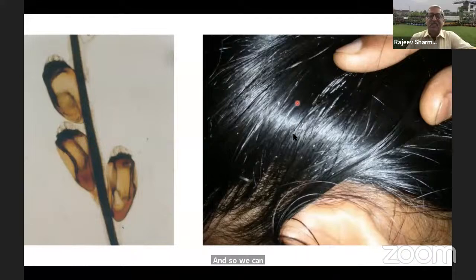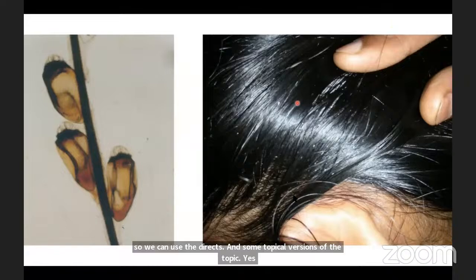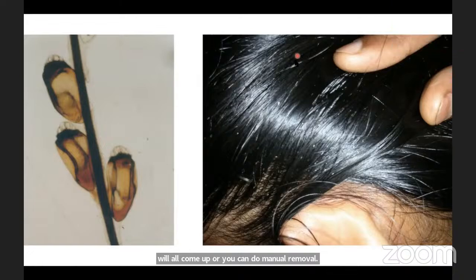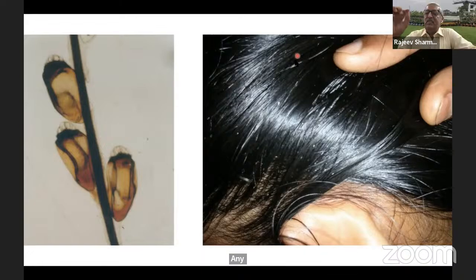Good, sir. Any more questions, Dr. Deepika? Sir, about lice in eyelashes. Yeah, very good. For lice in eyelashes, the simple treatment is to apply petrolatum jelly onto the eyelids. That will asphyxiate the larva growing inside the egg and they will all come off. Or you can do manual removal. Any cream or ointment that will occlude the eyelid. Even Neosporin ointment, if you apply it over the eyelashes and occlude them, they can be killed.